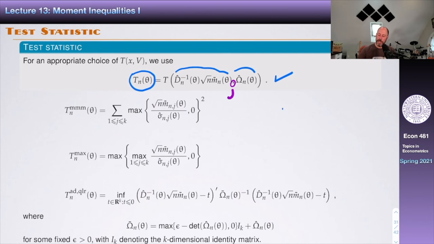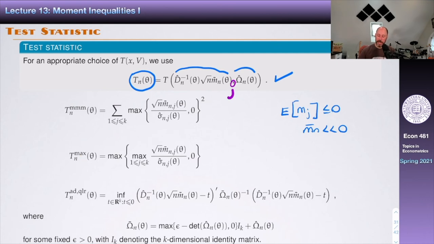Remember that our model says that the expected value of m_j is less than or equal to zero. So if you obtain an m bar n that is really negative, that's not a problem, because it's consistent with your model. That shouldn't be counted as a positive distance from what you're saying. So if this is really negative, you just take zero. However, the minute this starts being positive, this dominates, and you take the positive part. And then you take the square, as usual. This is like a sum of squares, except that we are only penalizing in one direction.